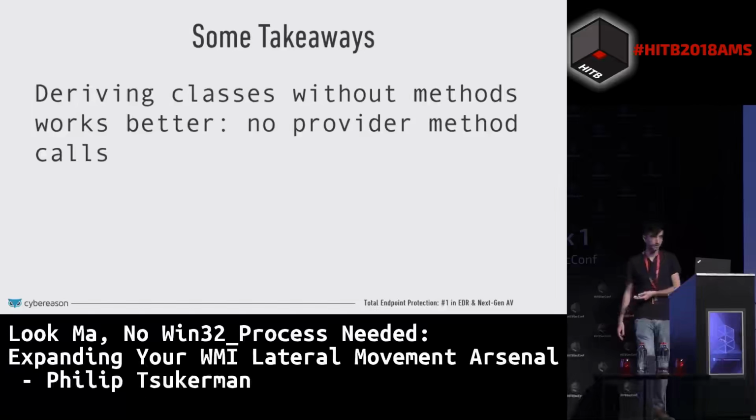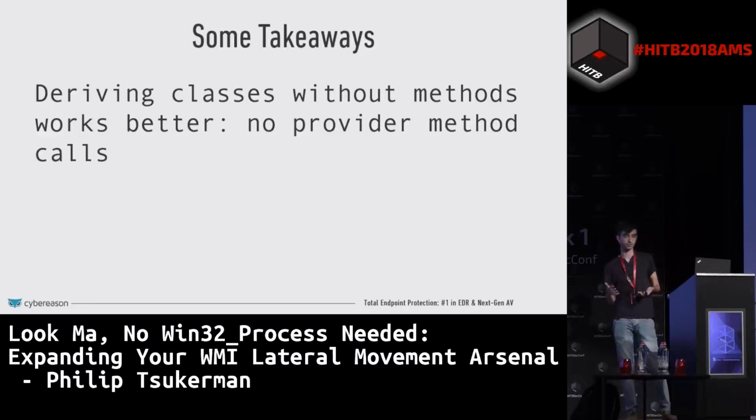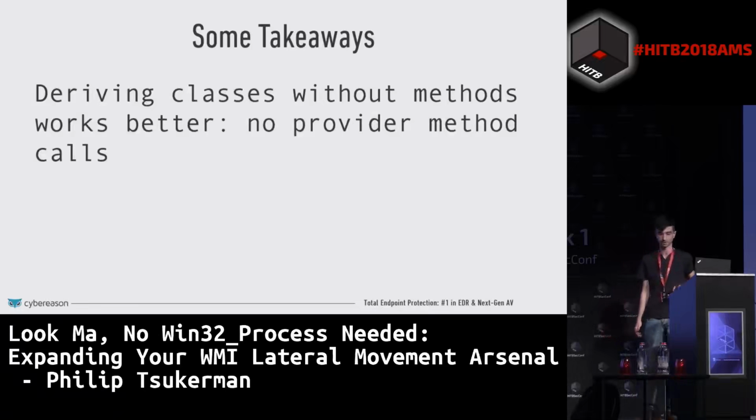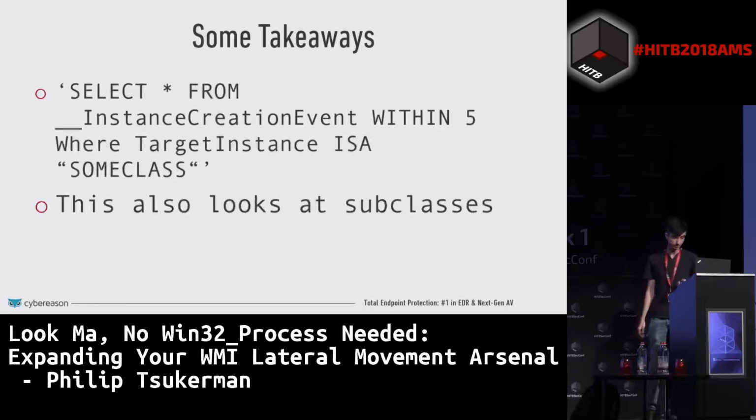Some takeaways. While this evasion doesn't really work that well for calling methods, if you're trying to do some evil by creating new instances of WMI classes without calling methods, you actually only see the name of the new class you've derived. So this evasion technique is better if you don't really have to use methods for what you want to do.